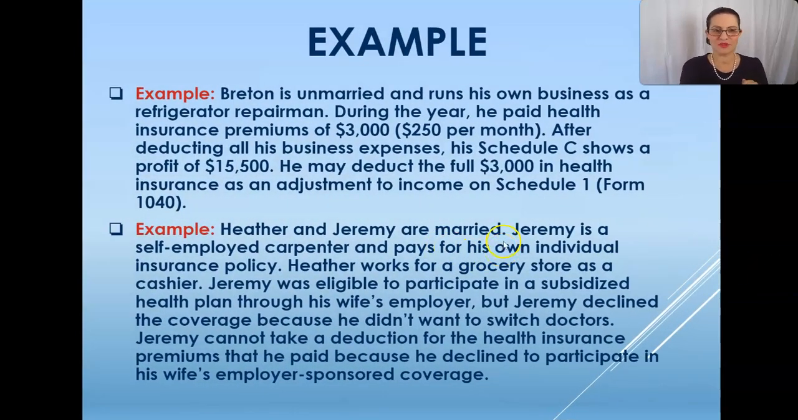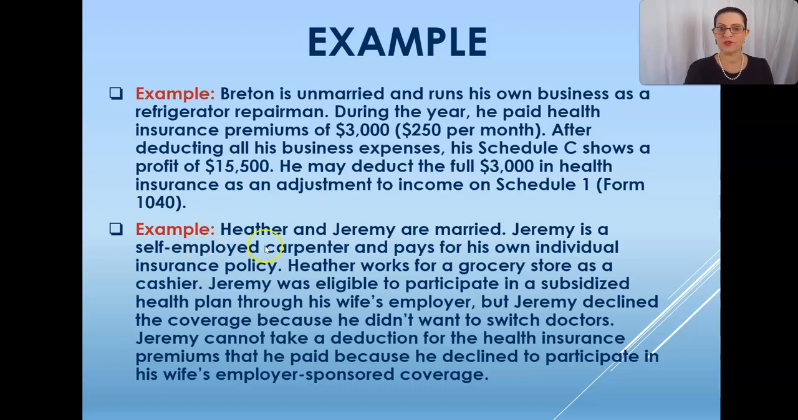And let me give you two examples. Example number one, Breton is unmarried and runs his own business as a refrigerator repairman. During the year, he paid health insurance premiums of $3,000, which is $250 per month. After deducting all of his business expenses, his Schedule C shows a profit of $15,500. So he has a profit on his Schedule C. He may deduct the full $3,000 in health insurance as an adjustment to income on Schedule 1 of the Form 1040.